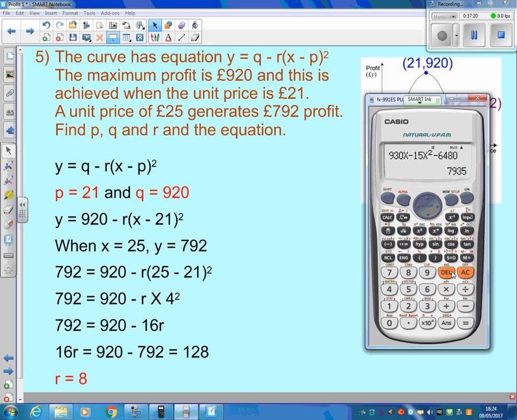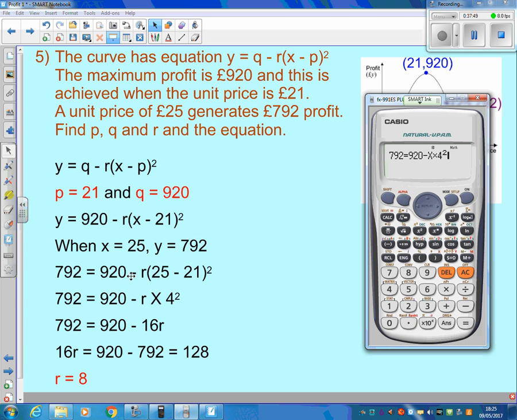Let's just test it. We could have done shift solve. Mode 1. So we got here. We just want to find R. That's the only variable. So 792 equals 920 minus, instead of r, I'm going to have to use x. So I'm going to do alpha x multiplied by 4 squared.